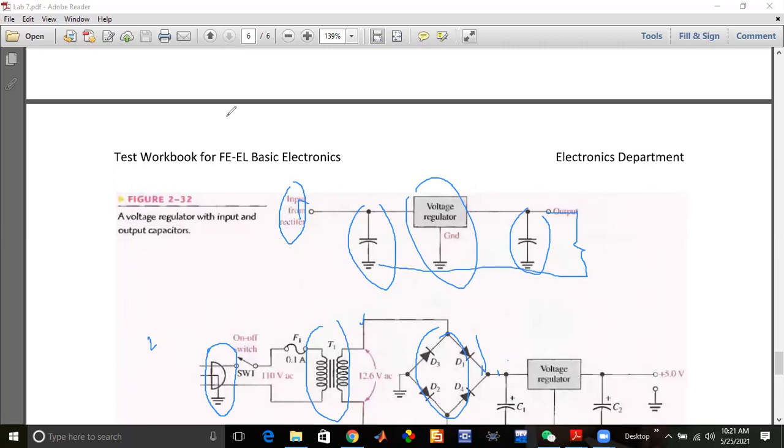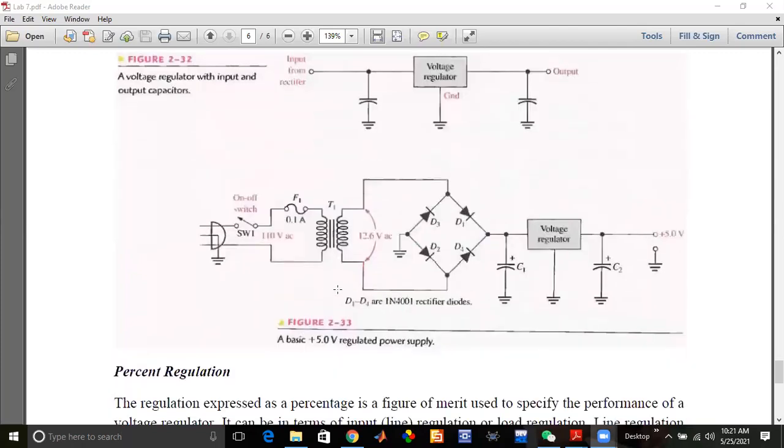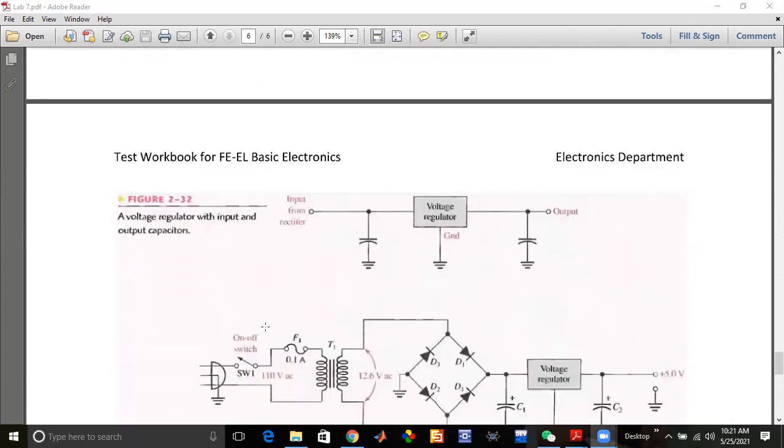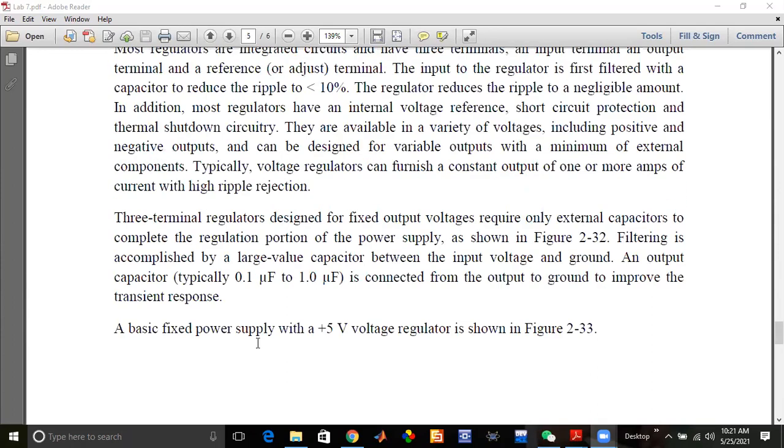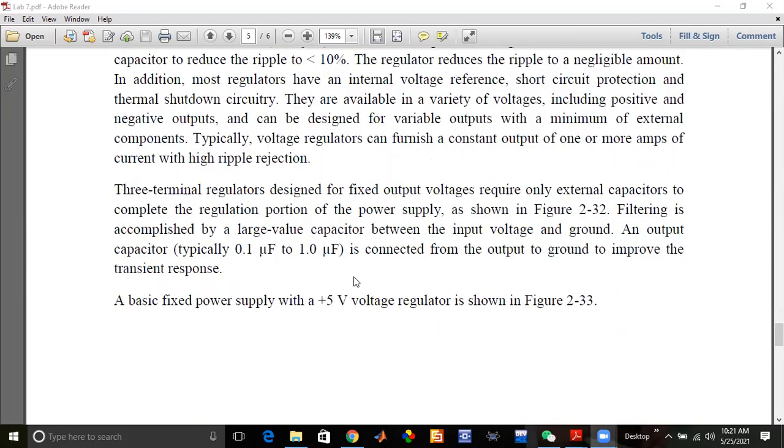So this circuit shows the regulator. This circuit shows the overall DC power supply. This is the first block, the switch, this is the second block, the transformer, this is the third block, the rectifier, this is the filter block, and this is the regulator block. This is the output. So here we have discussed this portion. You can read.